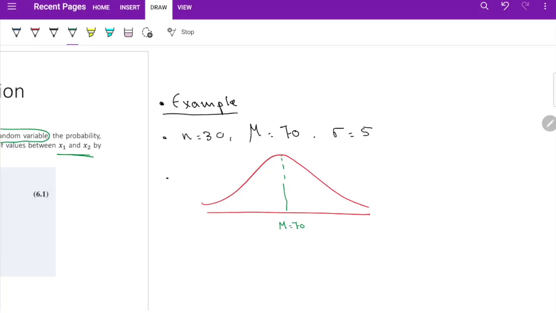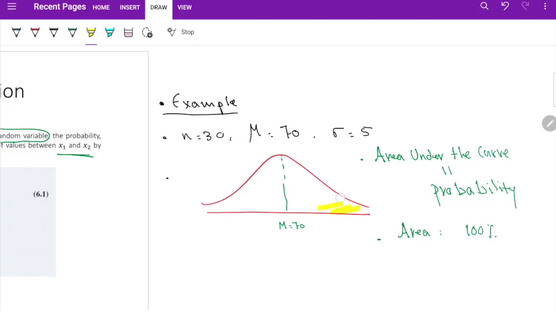So the very big idea from chapter 6 and chapters 7, 8, 9, we have to know that the area under the curve is the same as the probability. Okay? The second point that you have to be aware of is that the area under the curve is 100%, which is 1. I'm talking about this area. It is 100%.